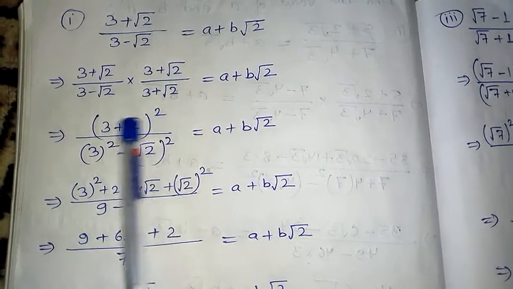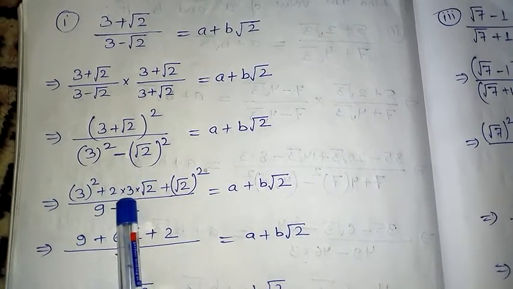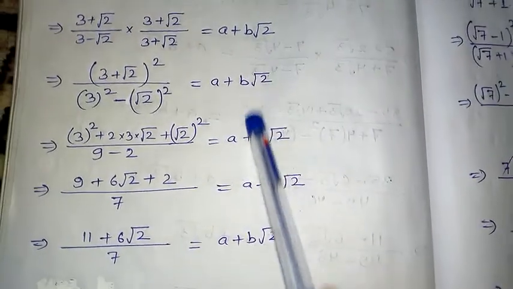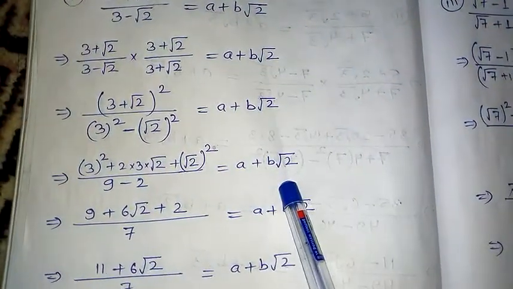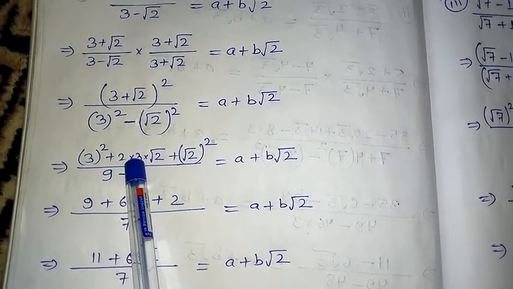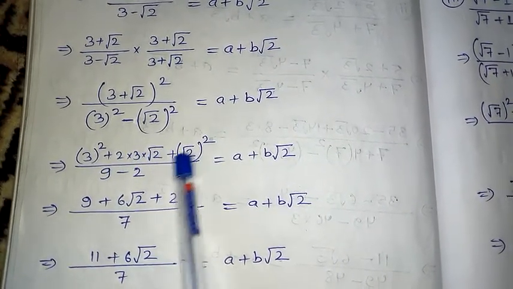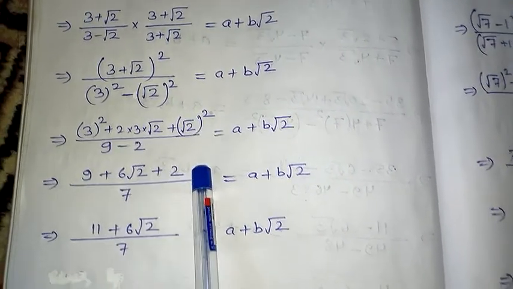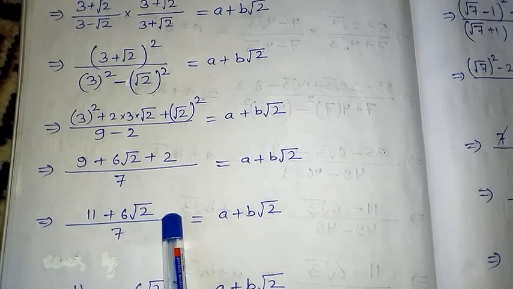9 minus 2. The upper part is the formula of a square plus 2ab plus b square. Respective places I have given here. This comes same here. The right hand side is same. And here 3 square is 9, plus 2 into 3 is 6, 6 root 2, plus 2. And 9 minus 2 is 7. 9 plus 2 is 11. 11 plus 6 root 2 by 7.